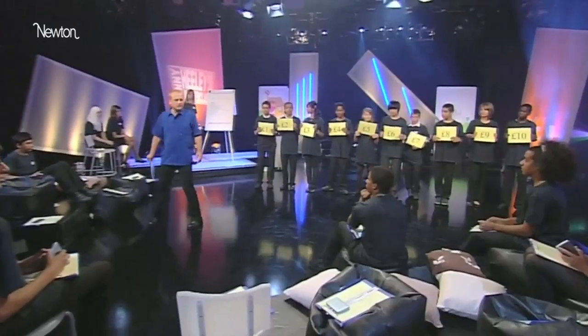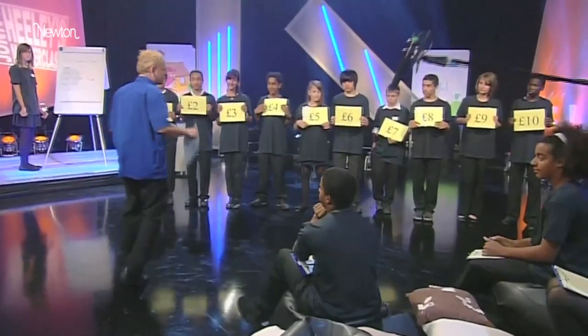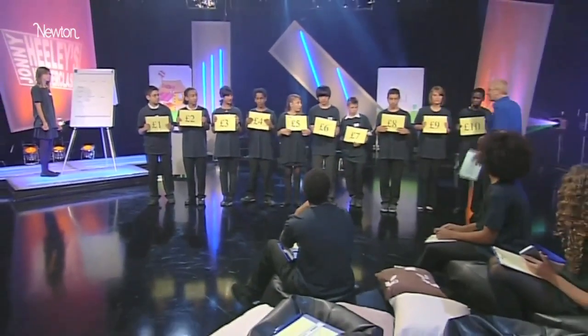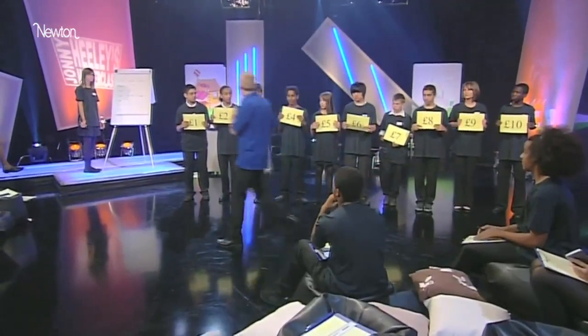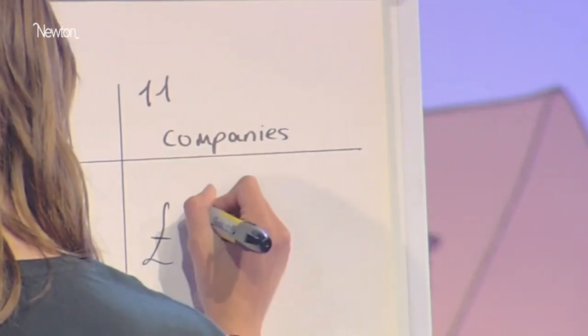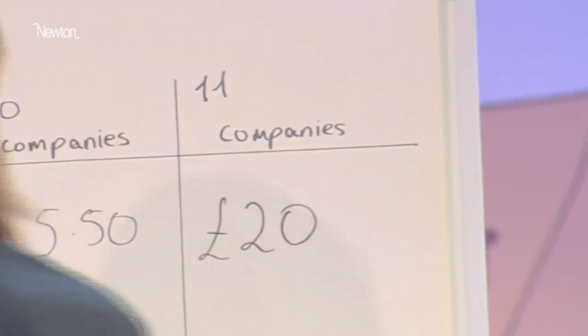220. How do you get that? I added 55 to 165. Absolutely. 220 divided by 10, yeah? 11. 220 divided by 11, because there's an extra company now, would give us £20. Excellent. Can you write the mean as £20? How could that mean be so high when none of us are actually near it?